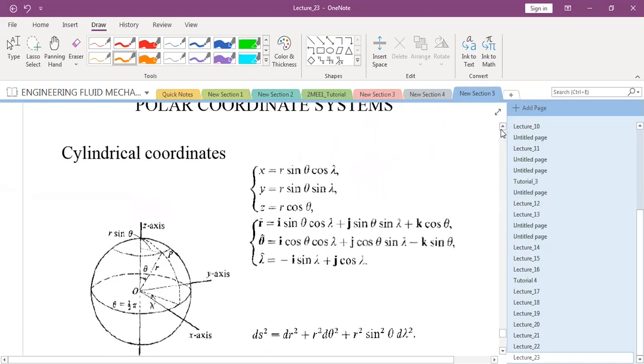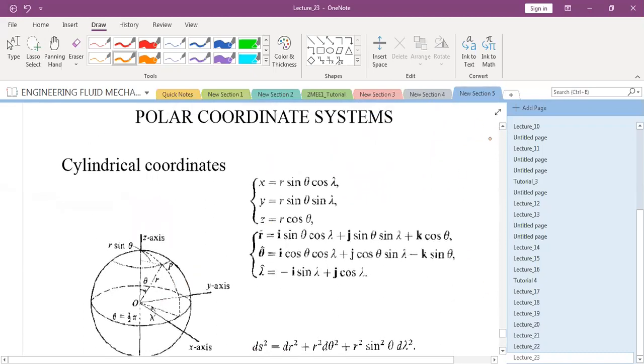I have written down the results. I want you to interpret first. How many of you are clear with the definition of x, y, and z? Any doubts in these three? Please ask me if you have any doubts. How did we get x equal to r sine theta cos lambda, y equal to r sine theta sine lambda, and z equal to r cos theta? Then I will come to the unit vectors along three directions.